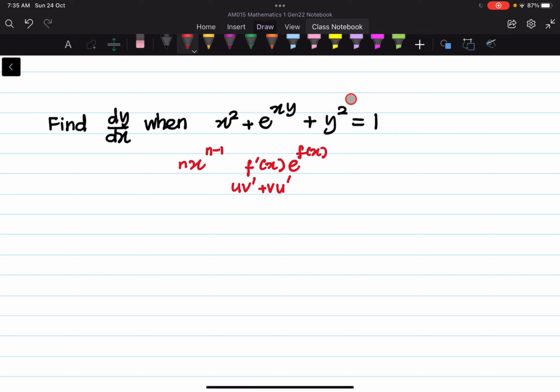y to the power n, where we bring down the power n, copy down the y, the power minus 1, and times dy/dx. 1 here is a constant. Once we differentiate a constant, it becomes 0.